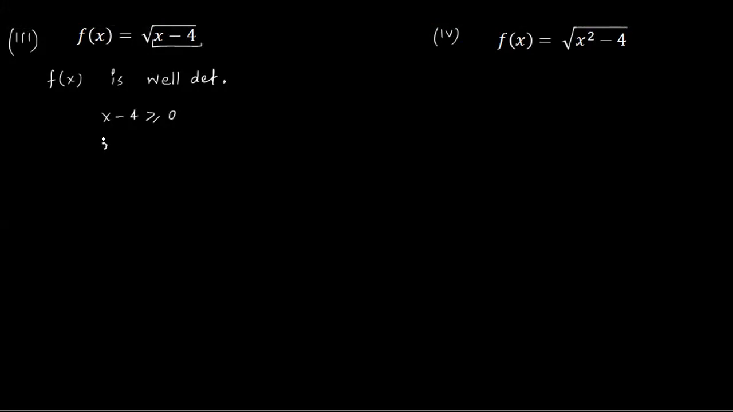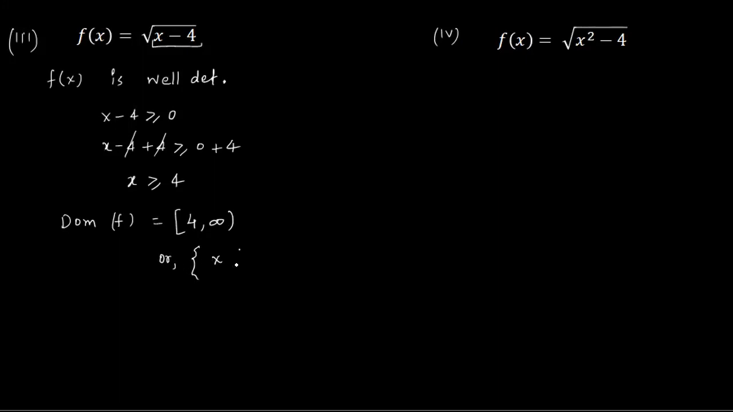How do we solve this? Simply add 4 on both sides. We get x is more than or equal to 4. So what would be the domain of this function? The domain of this function is simply the set of all real numbers that are more than or equal to 4. So we can rewrite this as [4, infinity), or we can rewrite this as: our domain is basically x such that x is more than or equal to 4 and less than infinity.